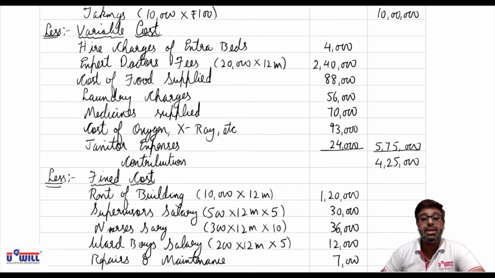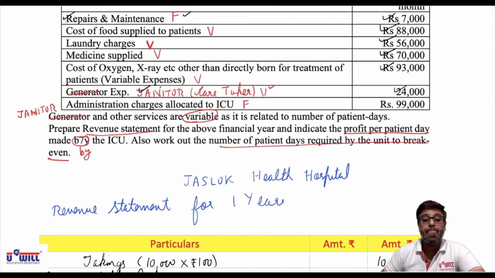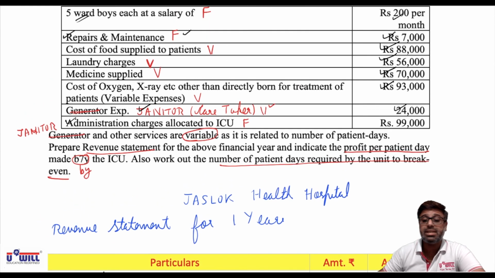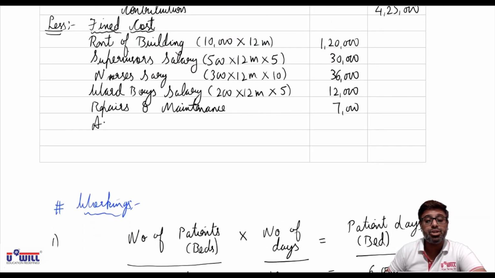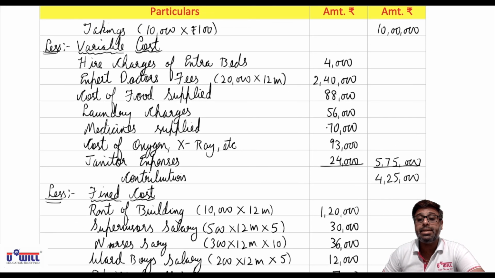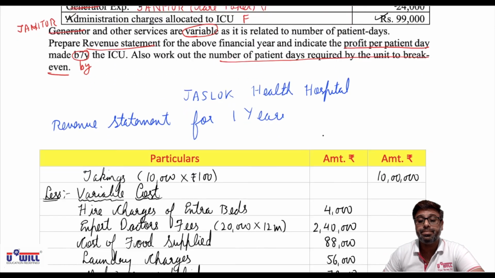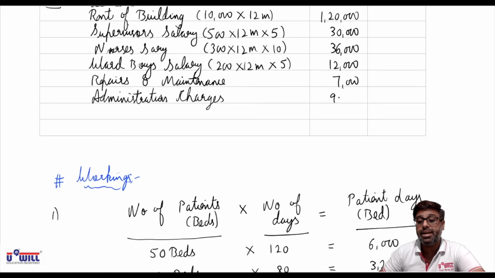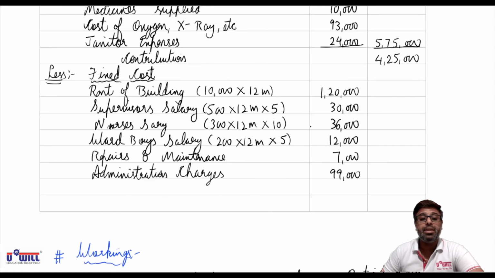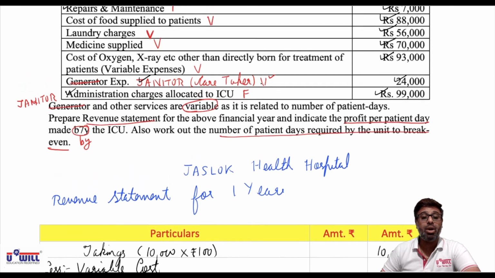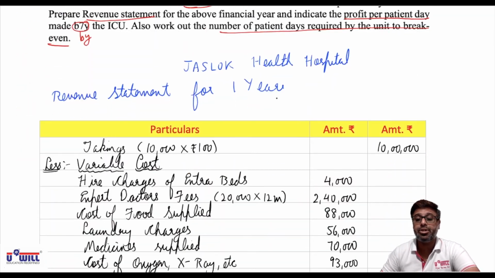After repairs and maintenance, 7,000. Administration charges are 99,000, which is also a fixed amount. So administration charges would be 99,000. Then is any other item marked as F? No. All fixed costs are taken into consideration.